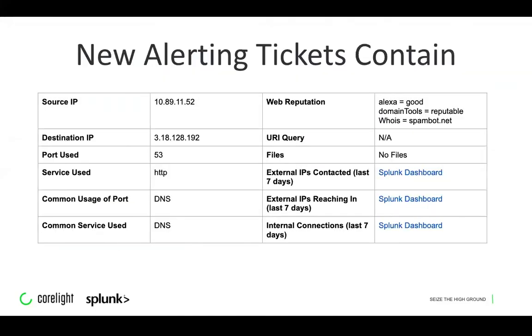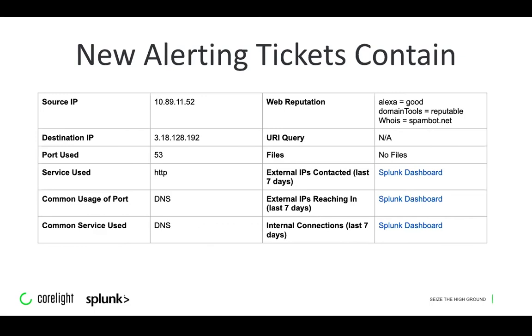And so our new alert ticket looks a lot like this. Originally, we just had the first four: the source IP, destination IP, port used, service used, with some timestamp. Now we've been able to add in, hey, what was the common usage of that port? What's the common service being used? What did the web reputation come back on it? Were there any URI queries found in that ticket? Were there any files attached?